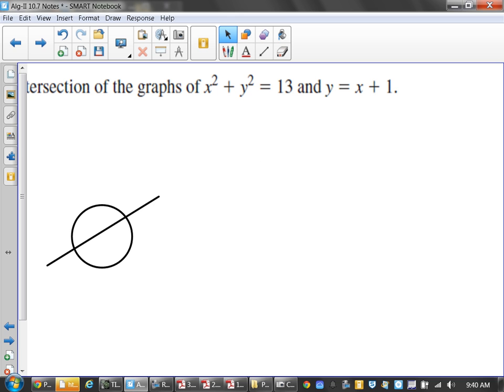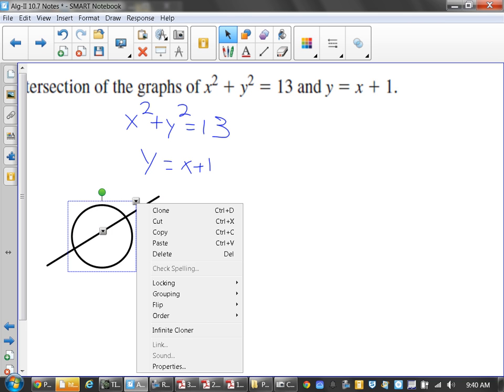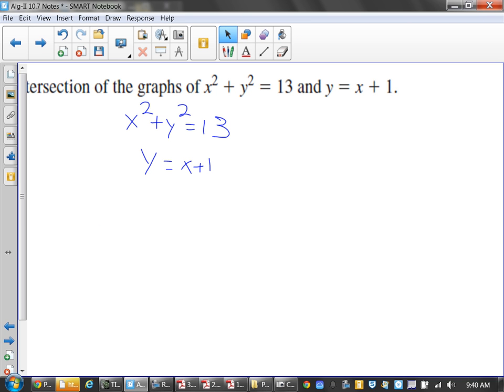So you've got two equations. x squared plus y squared equals 13, and y equals x plus 1. What are you going to use to solve for one variable?